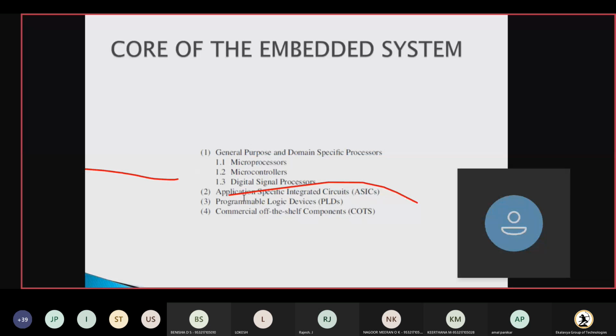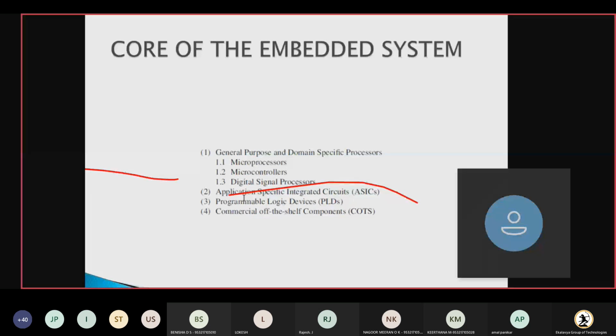Next, one more thing, which is called the application specific integrated circuit, which is called ASICs. Next, we have programmable logic devices, and the fourth one is commercial off the shelf components. Like this, we have different components and different classifications where we can utilize all these in the core of an embedded system.